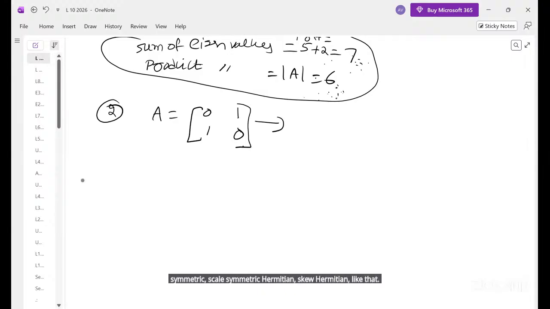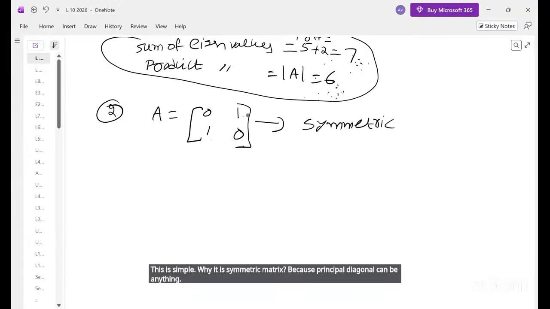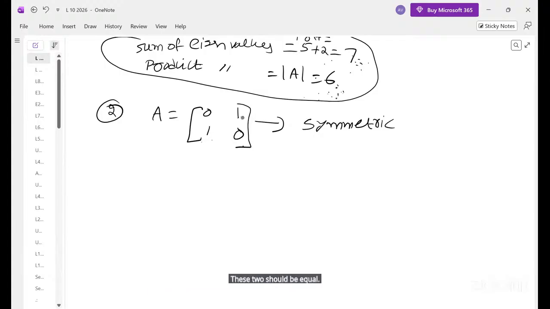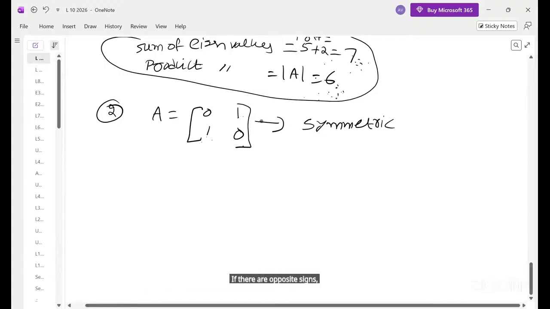Skew symmetric, ma'am. Is it skew symmetric? No, ma'am. It is which type? Correct, this is symmetric. Why is it a symmetric matrix? Because the principal diagonal can be anything, but these two should be equal. If they have opposite sign, same value, then it is skew symmetric. So this is symmetric.